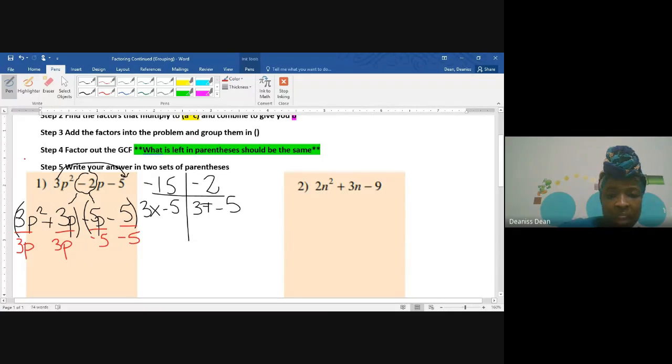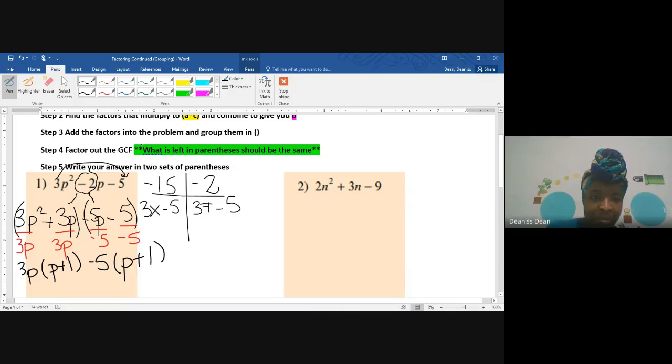All right, so when we factor out that GCF, I'm left with 3p on the outside here. And so I'm left with p plus 1. And I factored out a negative 5 over here, and I'm left with p plus 1. I made a note here: factor out the GCF, what's left in parentheses should be the same. So if you look, what I have left in parentheses is exactly the same. So that means we did it correctly. If you have something different, that means something is wrong, all right?